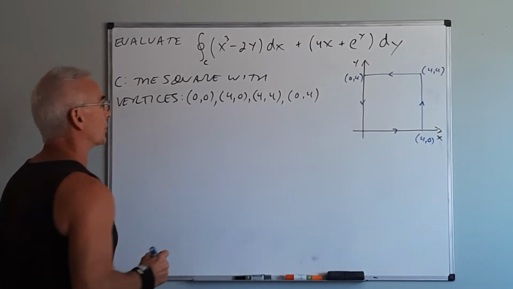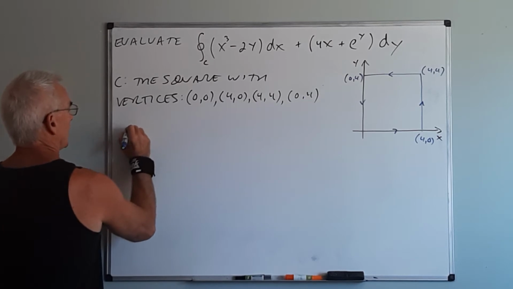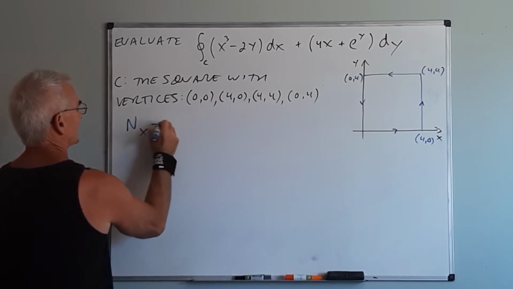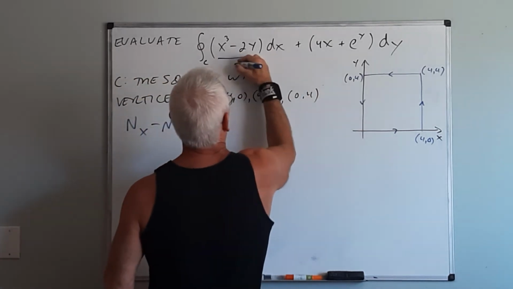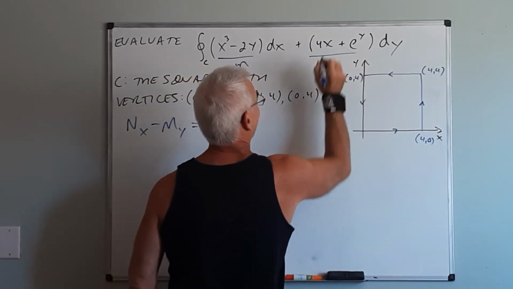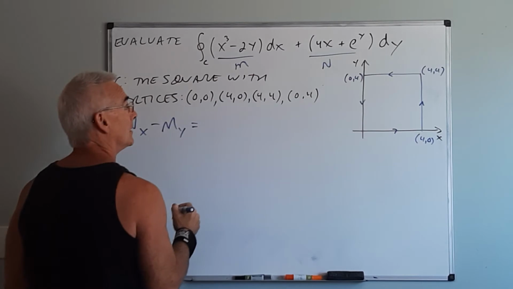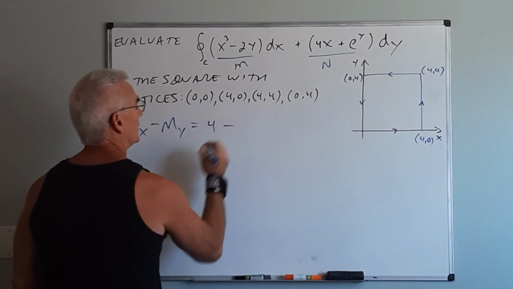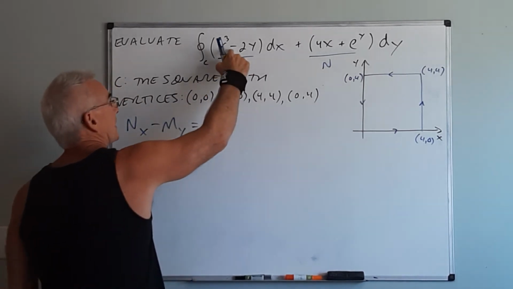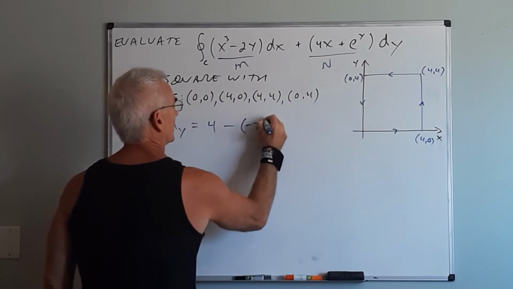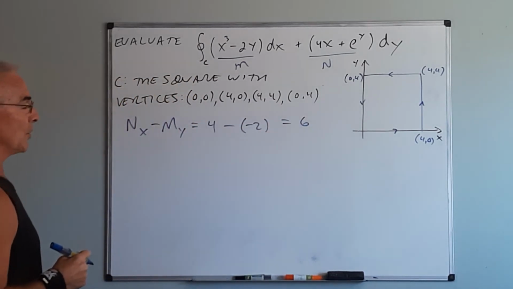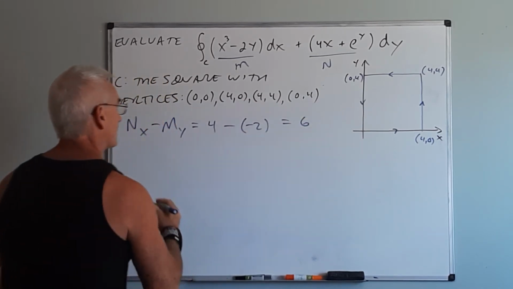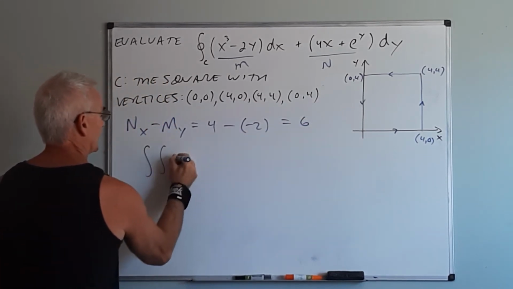So again, we will use Green's theorem. So our first step is to find N_x minus M_y. So again, this being M, this being N, the partial of N with respect to x is 4. The partial of M with respect to y would be -2, and that would give us 6. So we're going to integrate 6 over this square region.